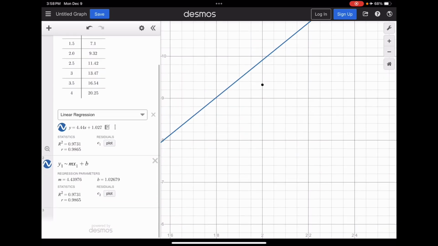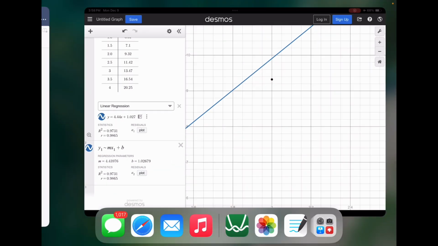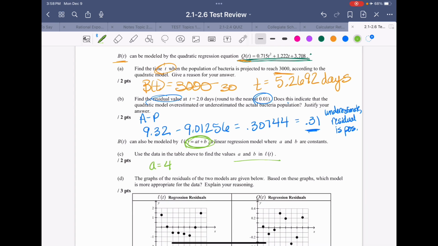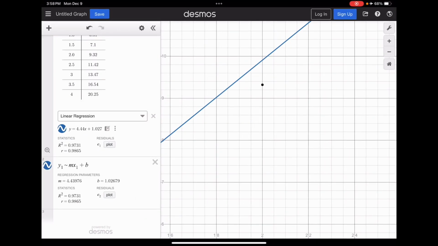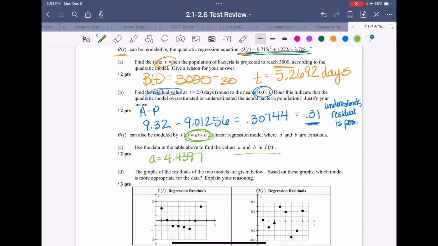And so when I match this up, this M is where A was, because A was in front of T. So this is 4.4397. So A equals 4.4397. And then the B was the y-intercept, which is 1.0267. Nobody asked me to write an equation. They asked me for A and B, so that's what I'm going to do there. All right.